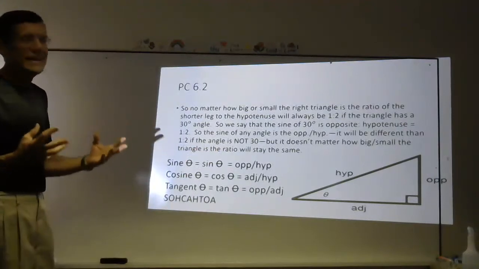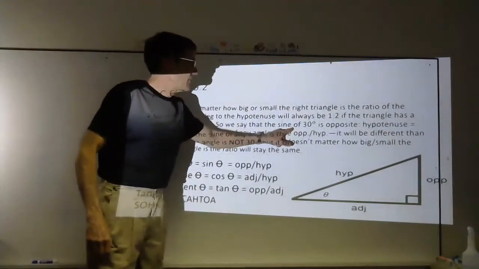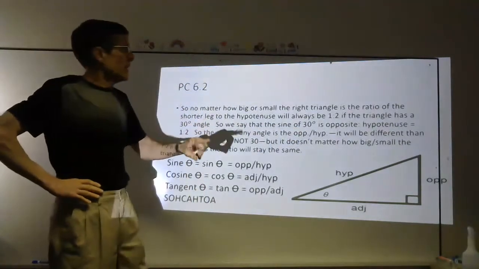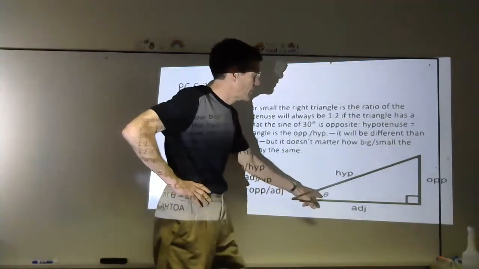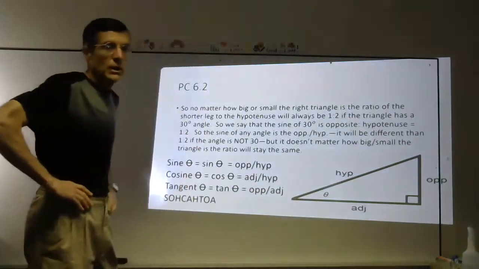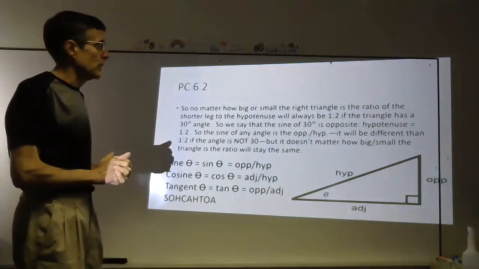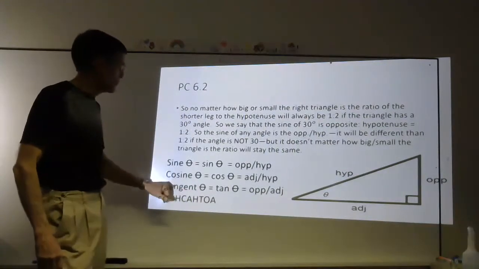We can give that a name. We're going to call that the sine of 30 degrees. The sine of 30 will always be the opposite side to the hypotenuse. So here, if this is 30, the opposite side over the hypotenuse is the sine, okay? And that's where the trig functions come from. The 3 major trig functions.